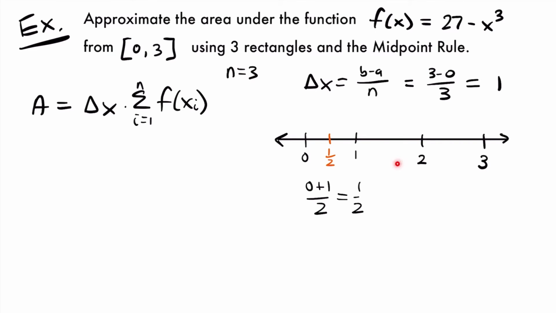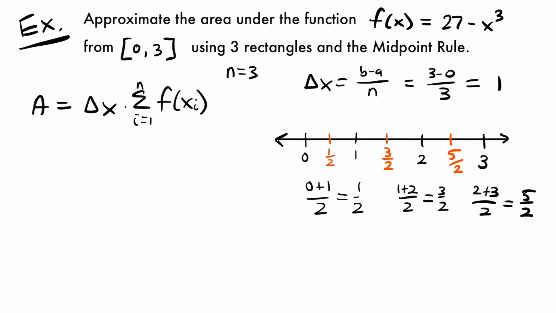And so our first midpoint will be 1/2. And then for our second subinterval, we'll have 1 plus 2 divided by 2, and that will be equal to 3 divided by 2. So that means that our next midpoint would be 3/2. And then for our last subinterval, we will have 2 plus 3 divided by 2, which is equal to 5 divided by 2. And so that means that our last midpoint will be 5/2. All right, so these 3 midpoints that we just found are our values of x sub i that we will be plugging into our function here.